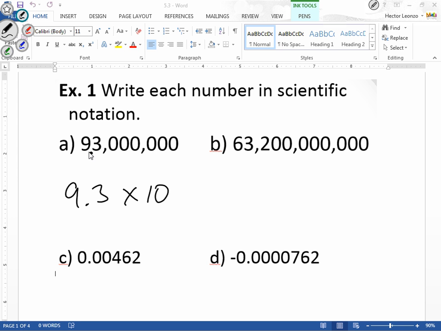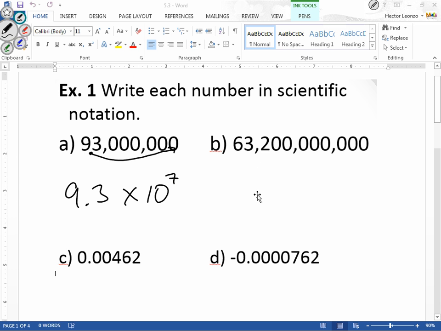I notice that I place my decimal here, but I need to move it to the right 7 places. So I'm gonna do 10 to the positive 7. My exponent, if it's positive, I mean move to the right. If it's negative, I mean move to the left.